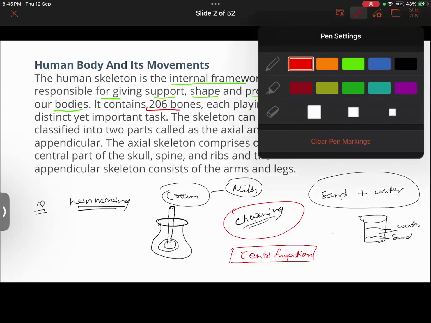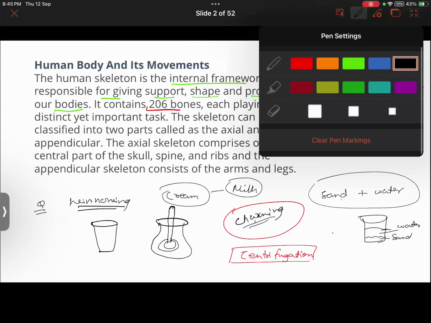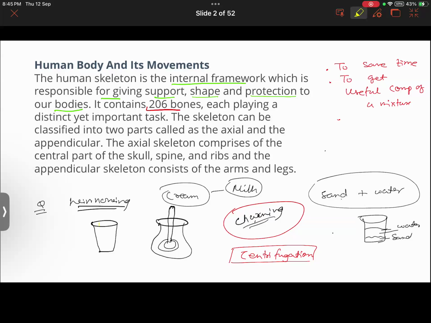Basically, many times, let's say you have a glass of milk, some fat particles, you might have seen some yellow fat particles floating on the milk. They are actually suspended in the milk. They are suspended, meaning that they do not settle at the bottom but remain suspended in it.